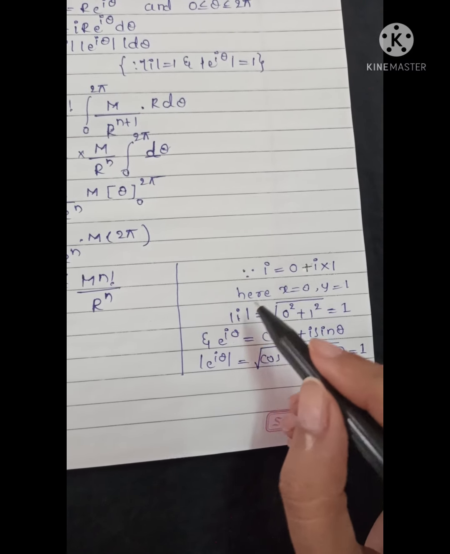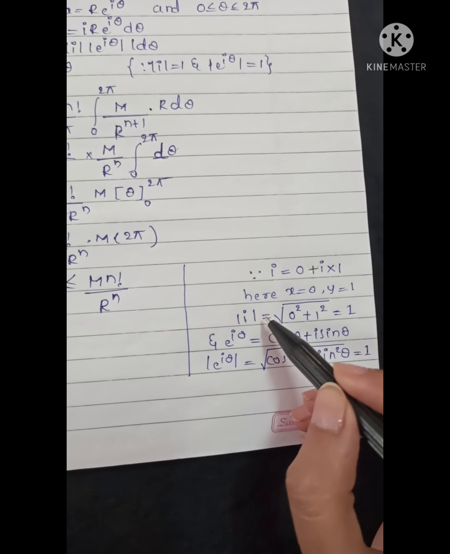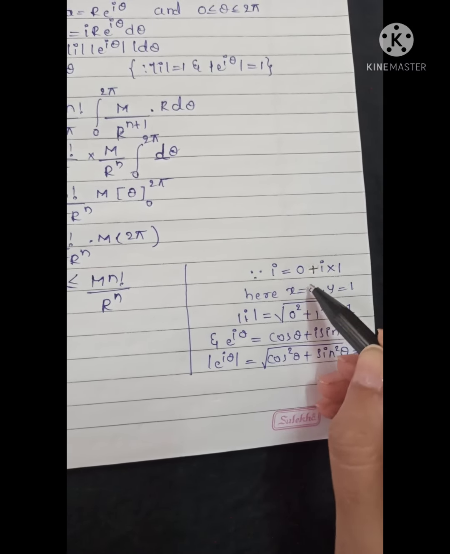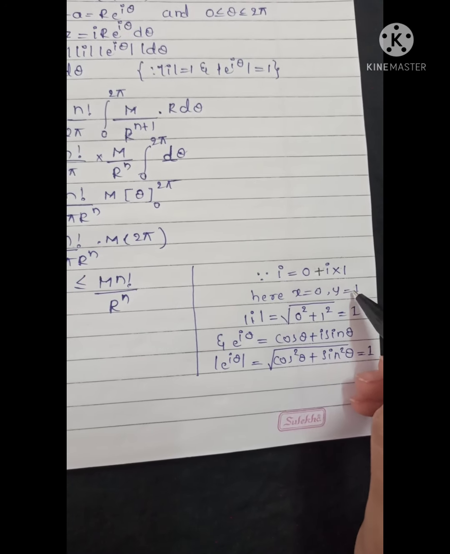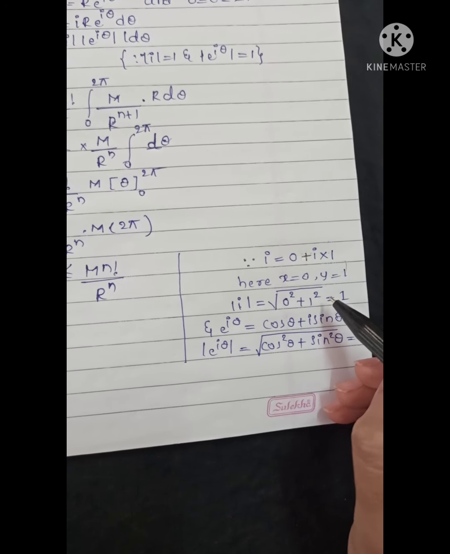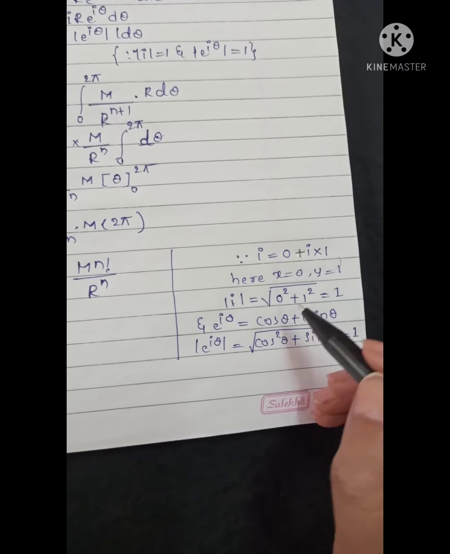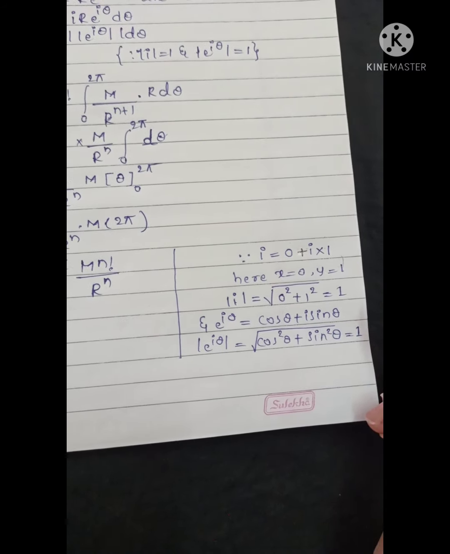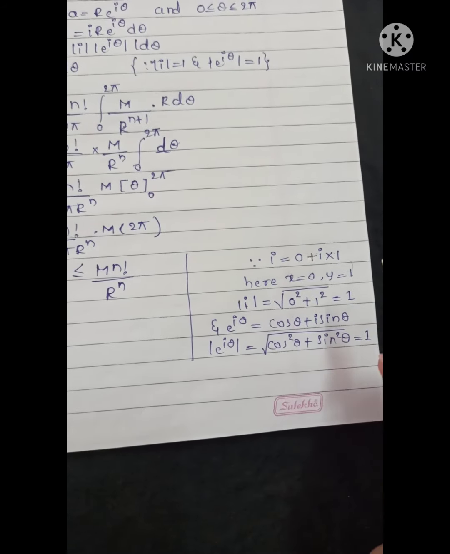Now we have to calculate the absolute value of i, that is, under the square root, the square of the real part plus the square of the imaginary part, which is equal to the square root of 1 squared, which is 1. Therefore mod of i is equal to 1.